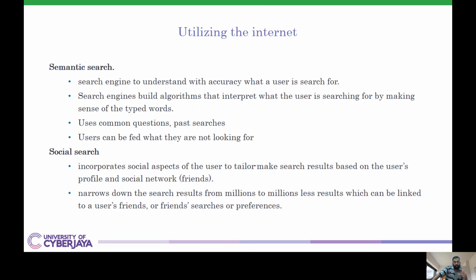Then comes the social search, where it uses the element of user behavior, implicit and explicit, to improve the results of search inside and outside the network.